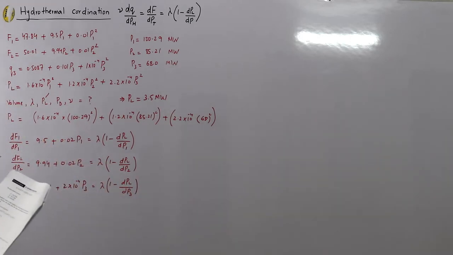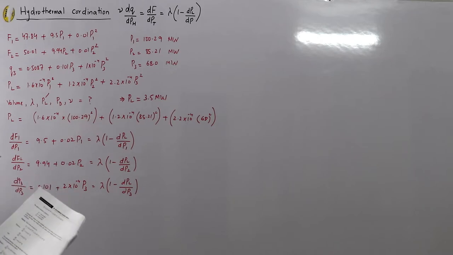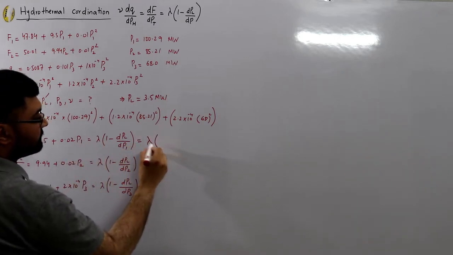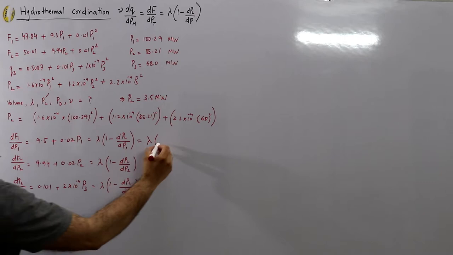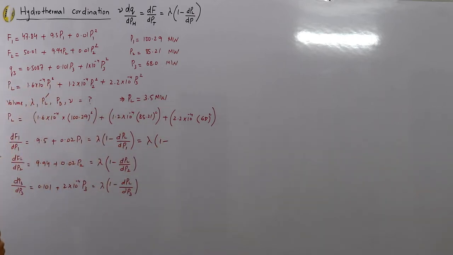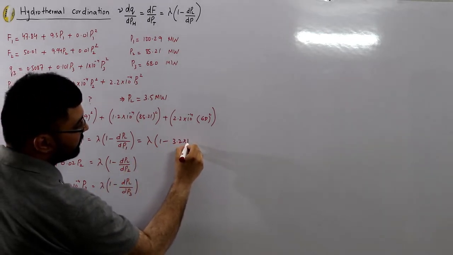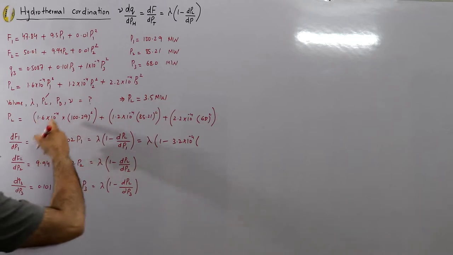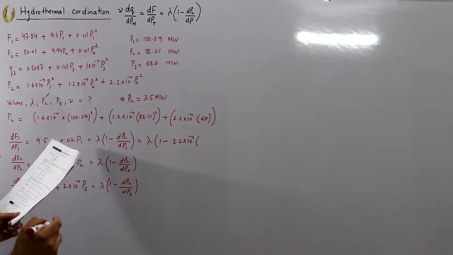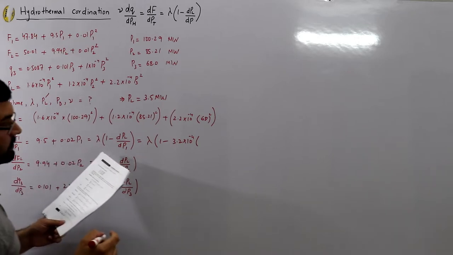So, do I need to write them directly? Can I write them directly? I can. So, have a look. I would write over here lambda into 1 minus dp L dp1, which would be what? So 2 multiply 1.6 would become 3.2 into 10 to the power negative 4. And p1 is already given, which would be 100.29.